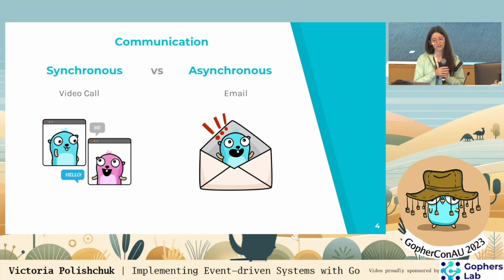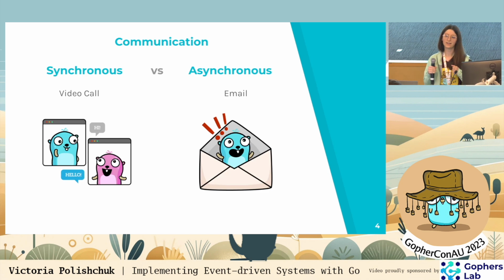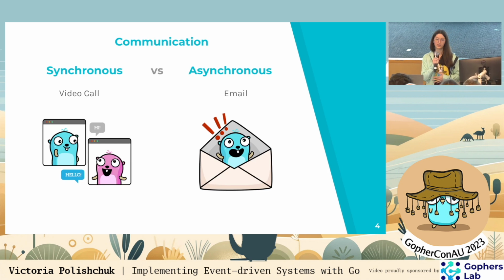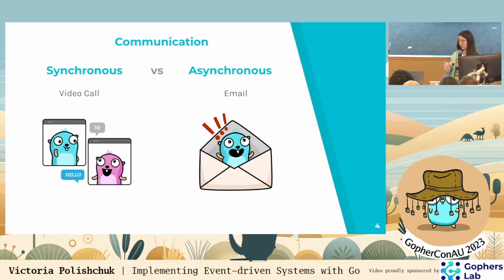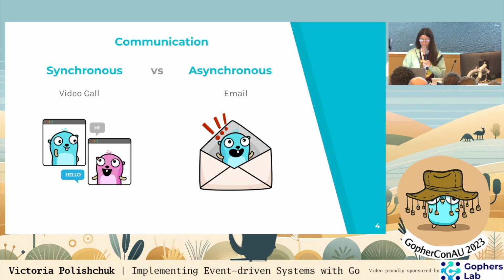So for example, when you have a video call with someone, you start a video call, you say hi, and you get a response immediately. And you expect to get a response. And for comparison, in asynchronous communication, they're more like fire and forget. So an example is an email: when you send an email, you don't expect to get an immediate response. So event-driven systems use an asynchronous way of communication.